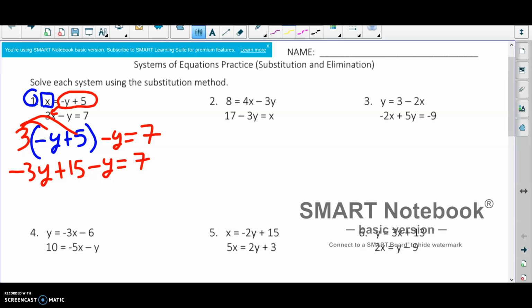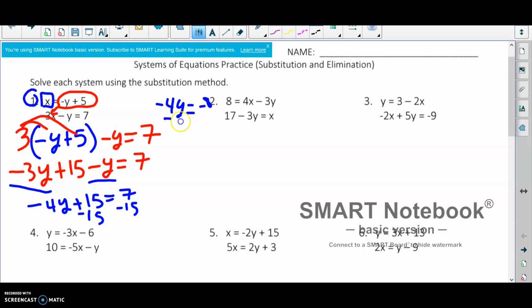Now we combine our like terms. So I'll do negative 3y minus y, which will give me negative 4y, plus 15 equals 7. Subtract 15 from both sides. So then I have negative 4y equals, what would that give me? Negative 7 minus 15. Let's see, that would give me negative 8. Divide both sides by negative 4. I get y equals 2.